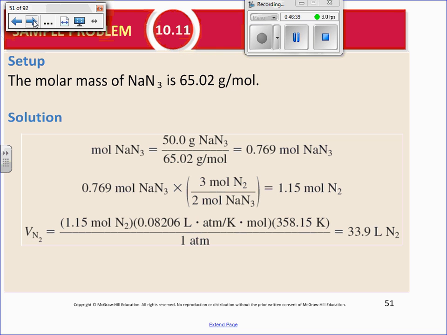And then we use V is equal to nRT over P, which gives 33.9 liters of N2. And that's how much nitrogen fills up an airbag when it explodes.